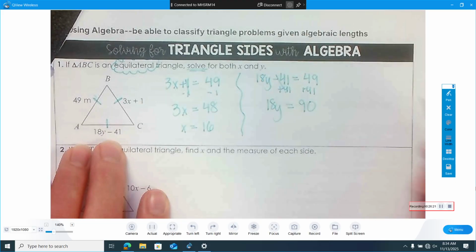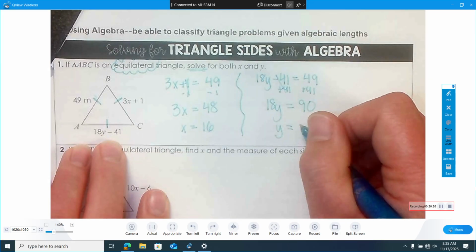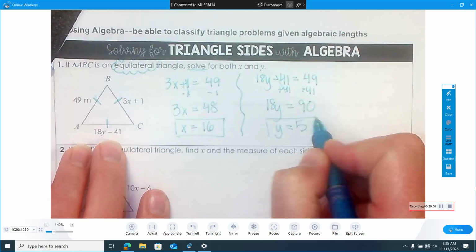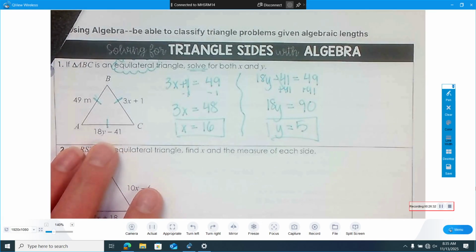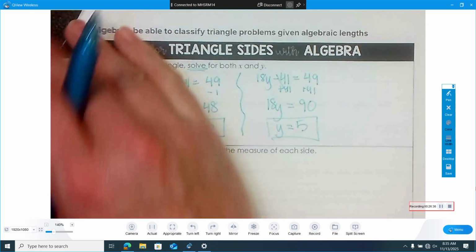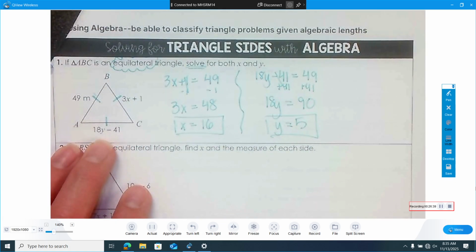And then divide by 18. Y equals 5. All right, so we solved for x and y. So again, this is really about using vocabulary, marking your pictures. All right, questions on the first one there?